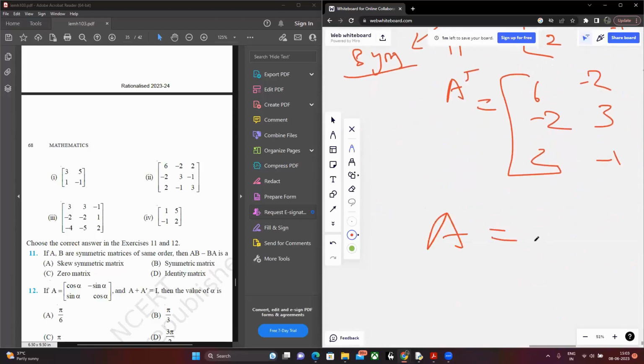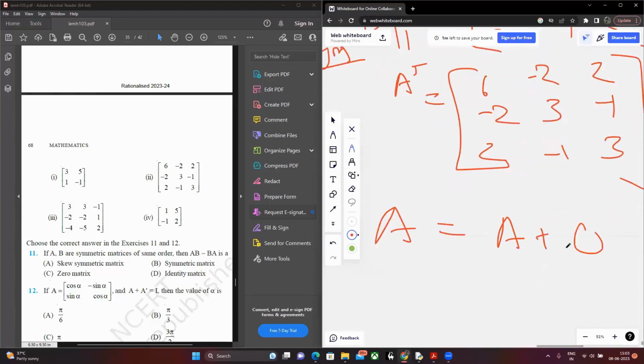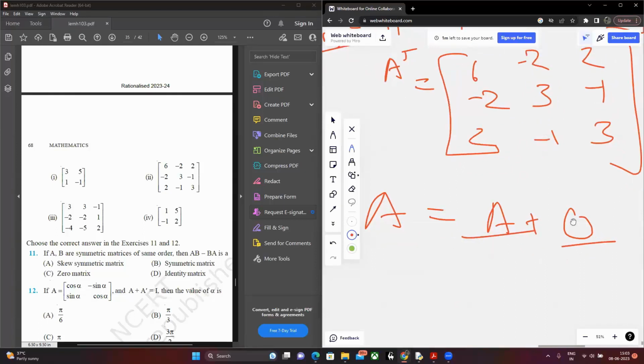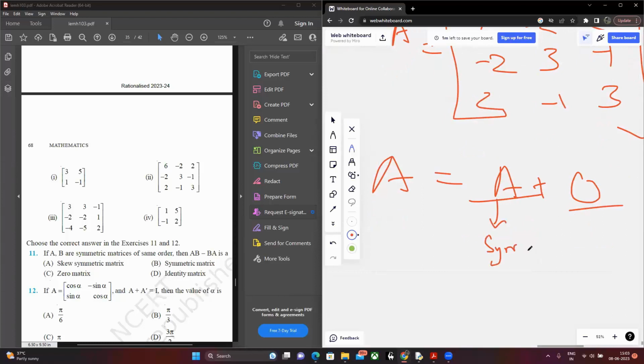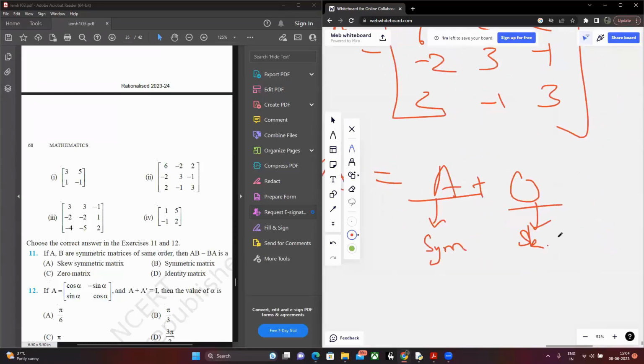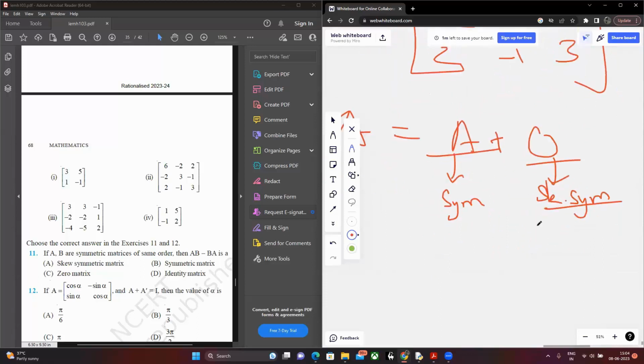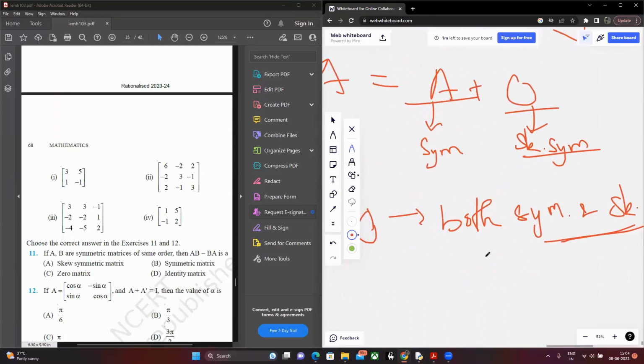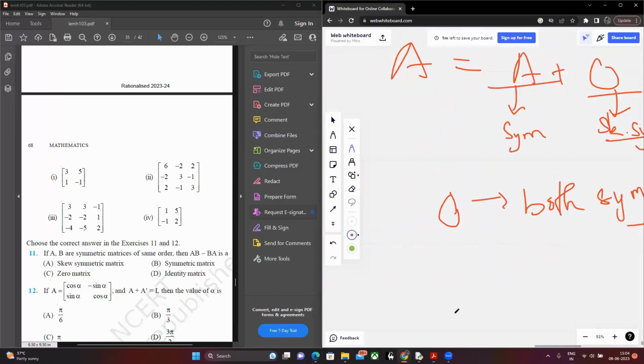Therefore, expressing A as the sum of A plus 0 is going to be the required representation in the form of a symmetric and a skew symmetric matrix, right? Because a zero matrix is special in the sense that the zero matrix is both symmetric and skew symmetric. A matrix of zeros means that minus 0 is equal to 0. So O dash is equal to minus O, which is equal to O. So the zero matrix is both symmetric and skew symmetric. So it can represent this symmetric matrix in the form of A plus 0.